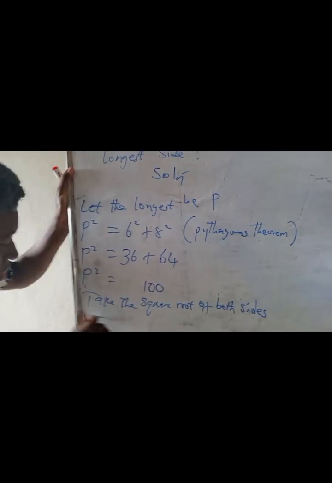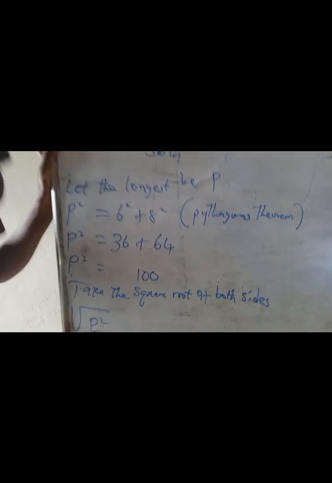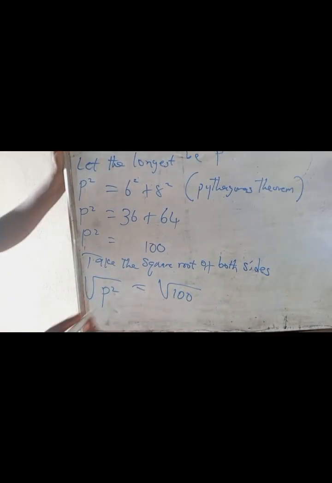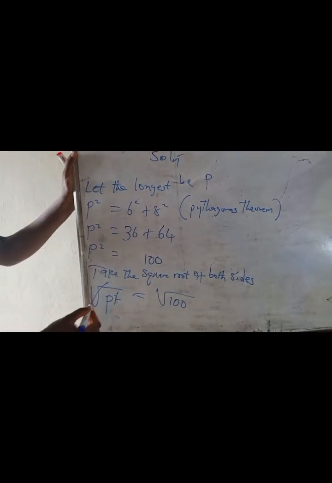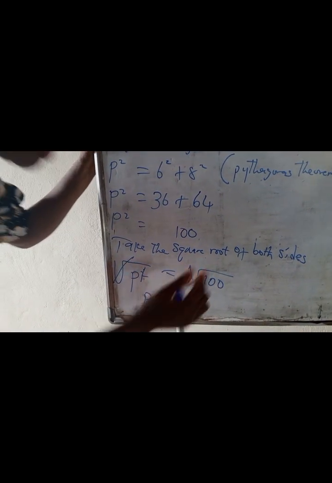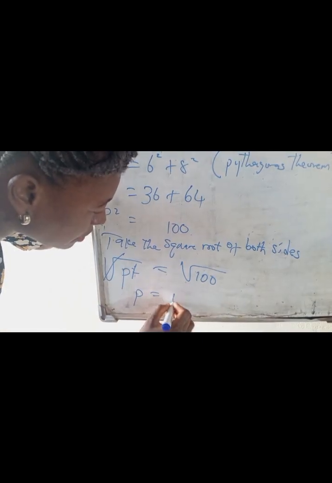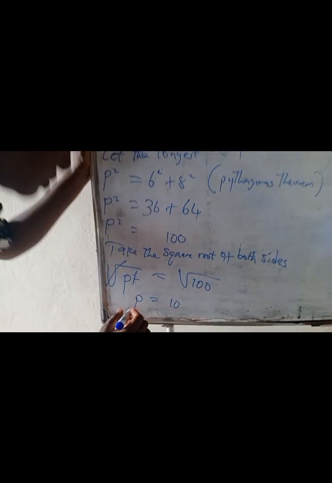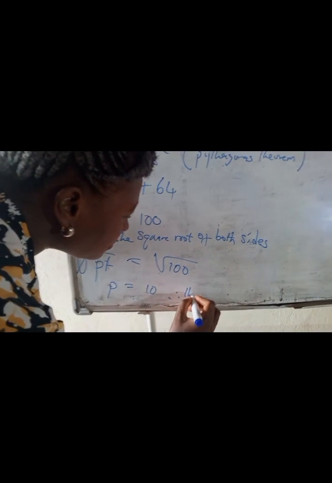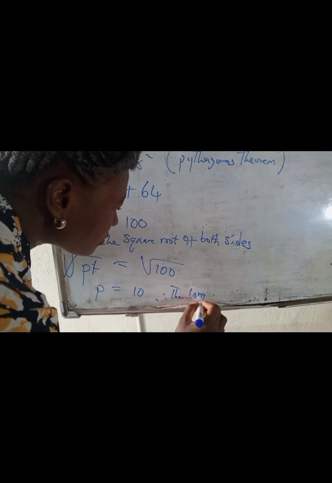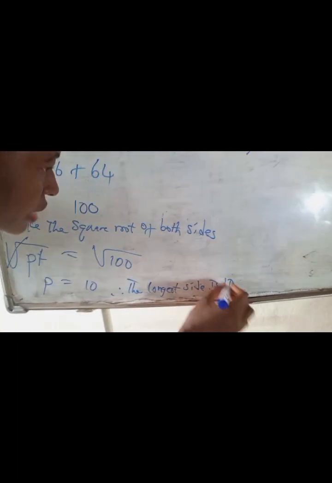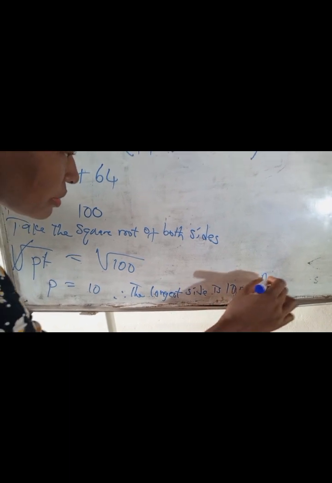So this will give you square root of P square is equal to square root of 100. This square will cancel the square root. Then you have P is equal to square root of 100, which is what? Is 10. Therefore, the longest side is 10 meter. Answer.